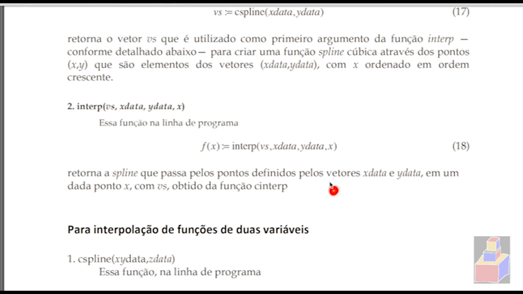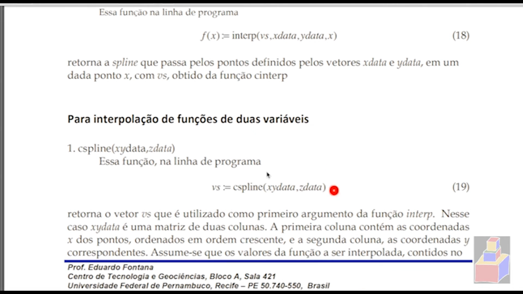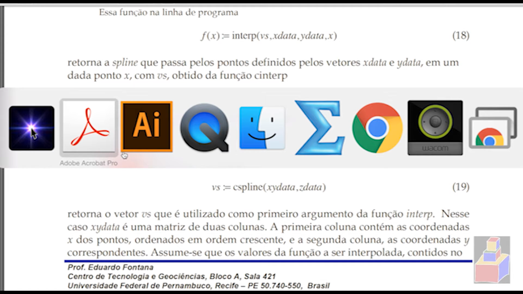MathCAD also has two-variable spline functions. In this case, the syntax is something like this. cspline is the first statement to calculate the final interpolation. It's cspline. Now we have something called the XY data, which I'm going to explain in one second. And here are the Z values of the function. For instance, this can be the potential function, a function of XY coordinates. How do you define this? XY data contains all the X and Y values of your grid.